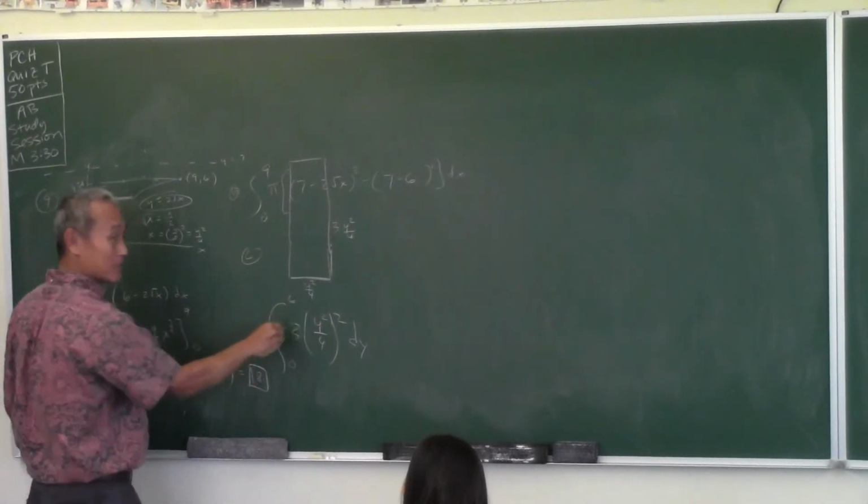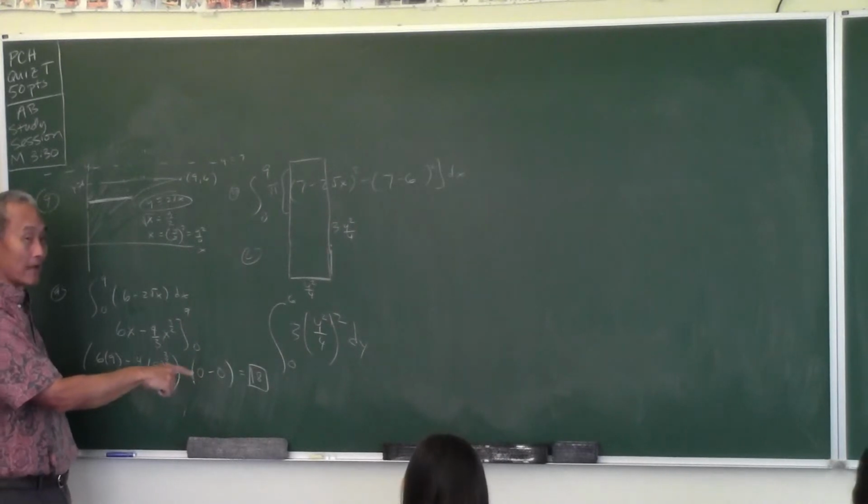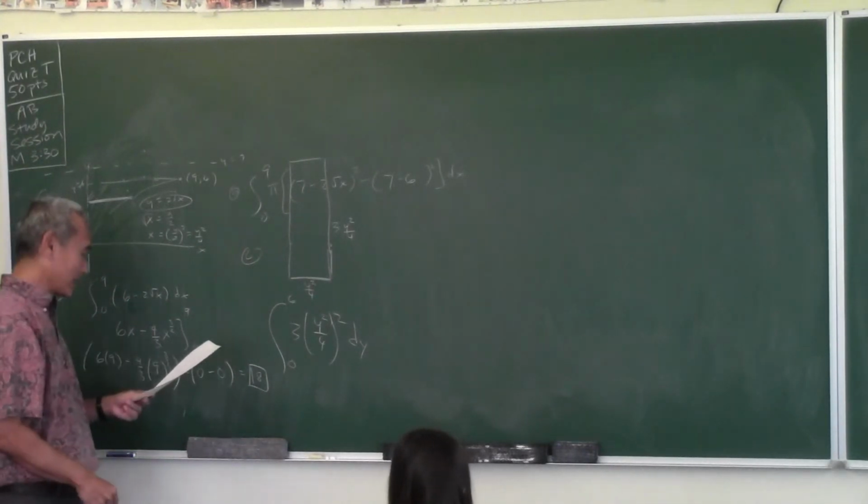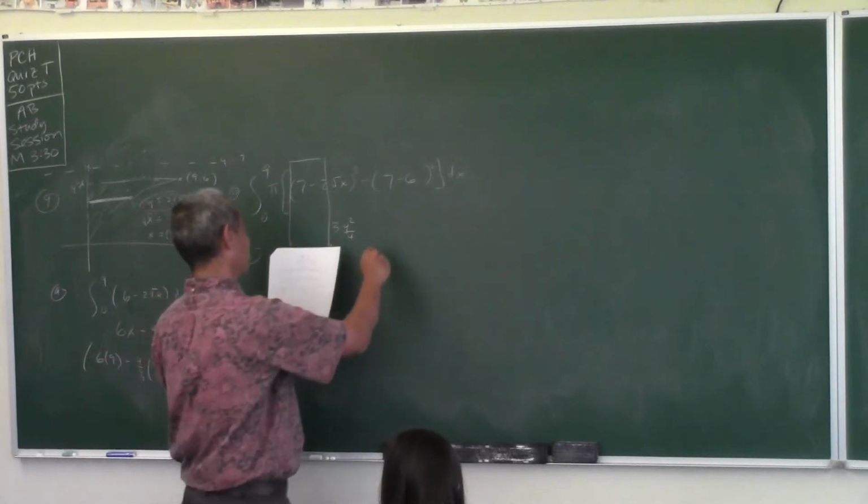0 to 6. Did you guys put 0 to 6? Do not put 0 to 9 because you're doing the integral in terms of y. So we got 9 out of 9? Yeah. Alright, that's good. And there were some little tricky things in this next one here.